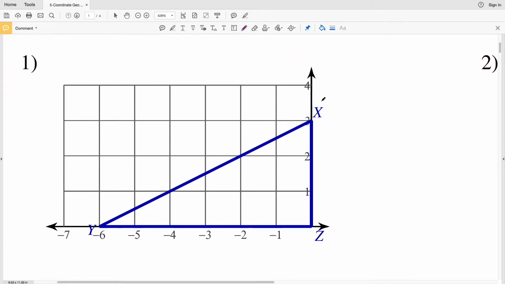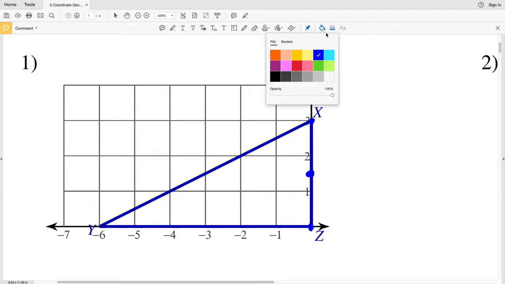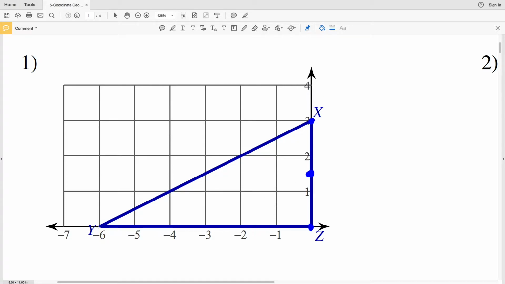In number 1, we're going to start by drawing our medians. So the midpoint between side XZ is going to occur at 1.5, since the distance from Z to X is 1, 2, 3. So 3 divided by 2 is 1.5, and that will get connected to the opposite vertex. So there is one median.